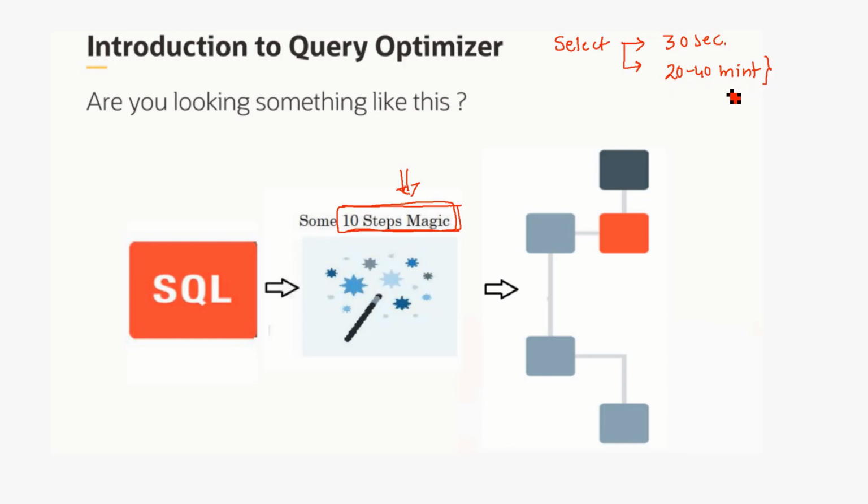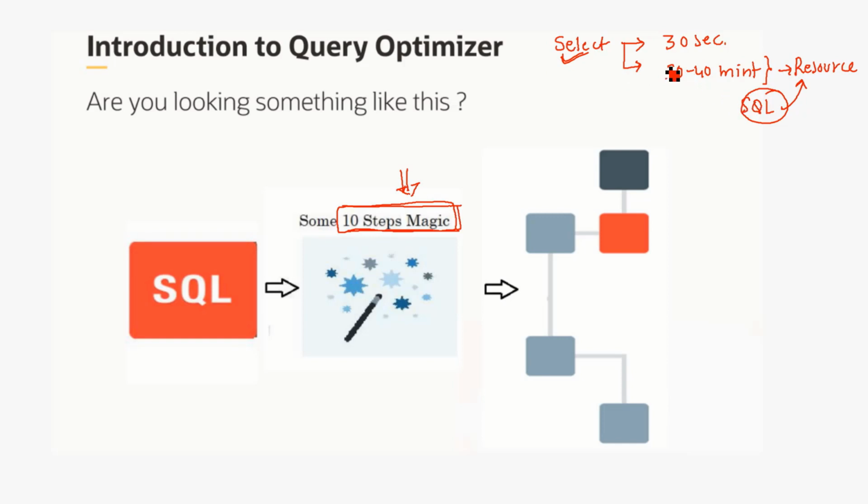Obviously, a query running for 20 to 40 minutes is the bad part of the database. For those 20 to 40 minutes it will consume resources from the database and impact other queries too, because the resources consumed by this query will be lesser compared to the query you were running earlier, the select one.